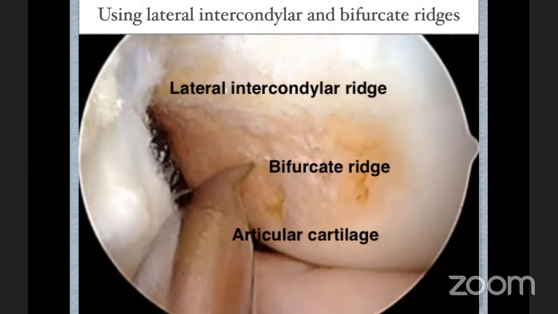Okay. So the center of the ACL femoral attachment in the high-low direction is located halfway between these two landmarks. So we position the tip of the awl through the accessory anteromedial portal and mark the center of the ACL attachment at a point just deep to the bifurcate ridge and at the mid-high-low position, like I told you before, as you can see in the picture. Okay.